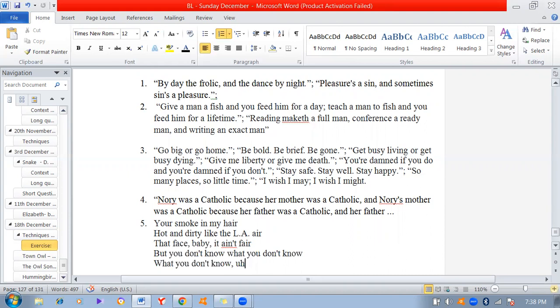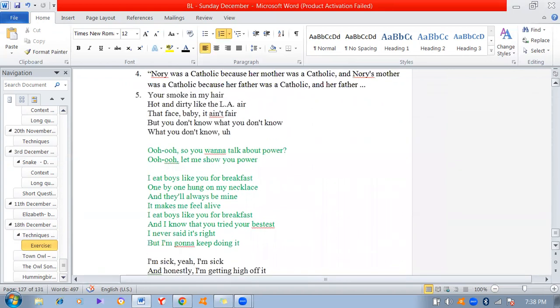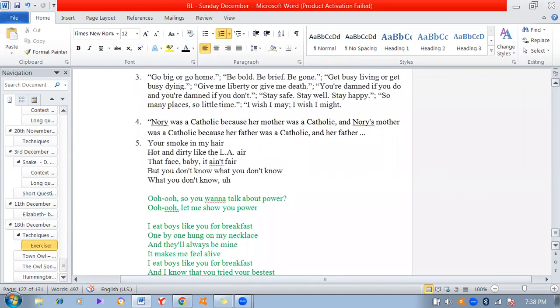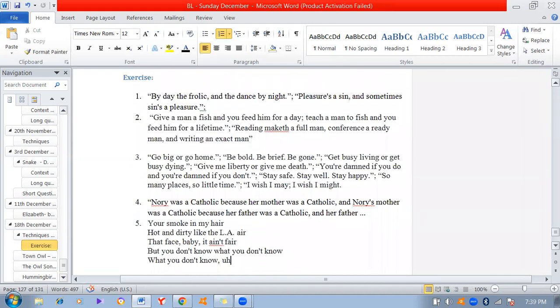I'll make it a little smaller so you can see the rest of it. No, I don't think you'll be able to see all of it. First do the first 4, and then I'll show you the 5th one.